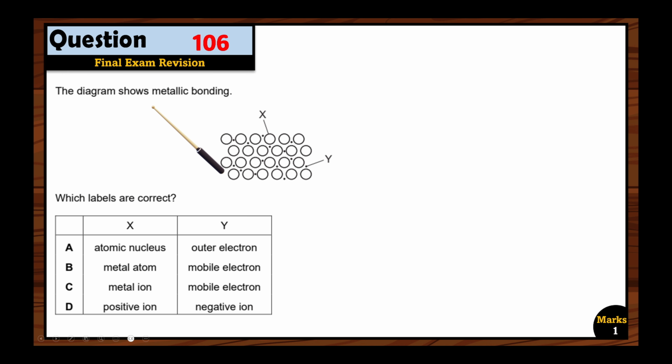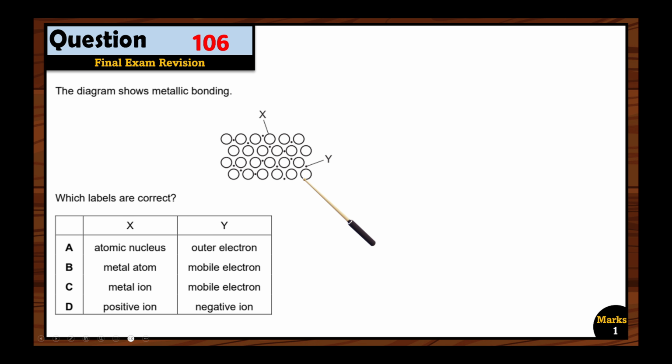Question 106. The diagram shows metallic bonding. We can see the metallic bonding here. You can see small electrons and also these metal ions. Which labels are correct? X is actually a positive ion, right? Can you see the positive ion or metal ion? Yes. C or D is right. Metal ion or positive ion, both are right.